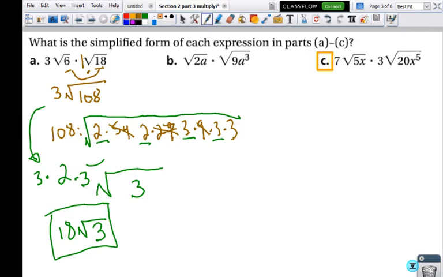Okay, we'll do part B, and then you guys will do C, and then that'll be it. We'll save the last part for later. Do B. All right, on part B, do we have anything on the outside? No. So in the one, well, 1 times 1, that's just 1, right? It doesn't really matter. Yeah, it does. 2 times 9 is 18.